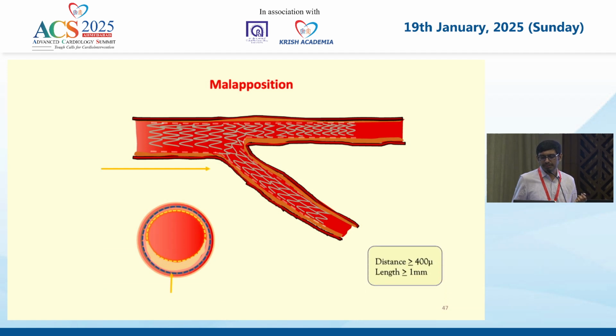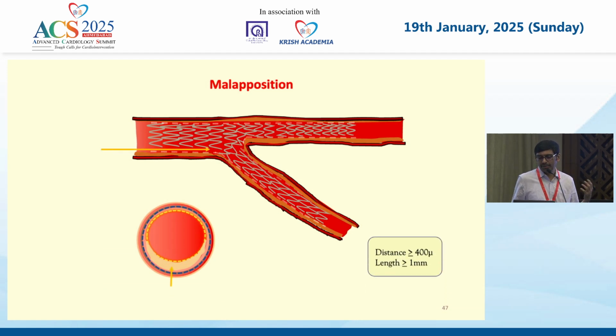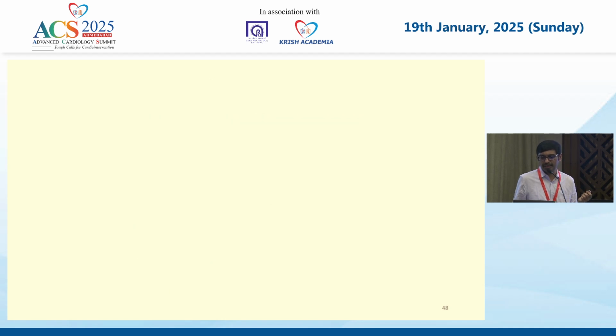And for malapposition in left main, try to correct any malapposition, even though significant malapposition is defined as more than 400 microns and a length of more than 1 millimeter, because of the fear of abluminal wiring. Correct any malapposition, at least in the left main. In other places, any malapposition more than 400 microns and more than 1 millimeter in length requires correction.